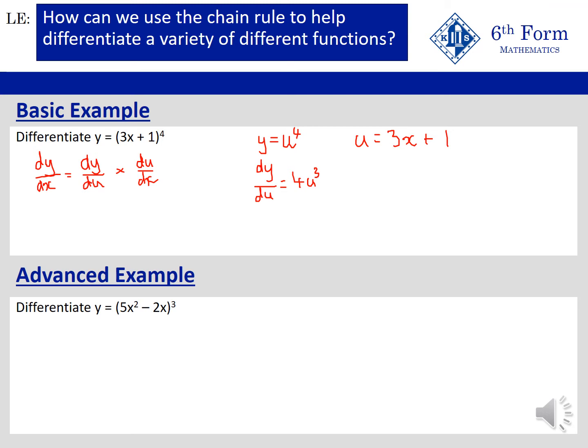If we differentiate the u equation, we're going to come out with du by dx. Du by dx is just going to be 3. So if we put these two pieces together to work out our dy by dx, we're going to get 4u cubed multiplied by 3. Now we don't really want our final answer here to have u's involved, so we're going to substitute back in what we know u equals, and if we also simplify, the 3 times 4 makes 12. So instead of u cubed, I'm going to write (3x plus 1) all cubed.